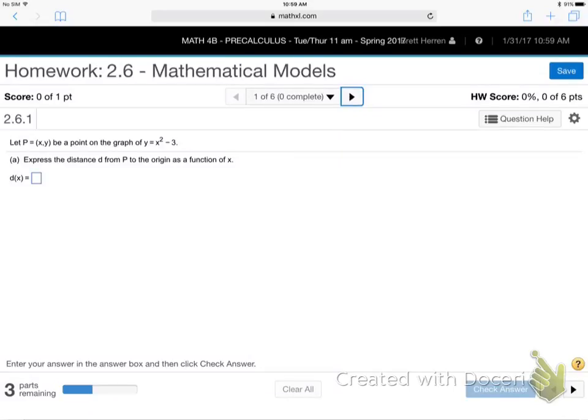How do we solve this? They're asking us, this is number 1, so I'm in 2.6, question number 1. Express the distance from P to the origin as a function of x. And they're giving me that P is some point (x, y) on the graph y equals x squared minus 3. All right, well, that sounds kind of weird.